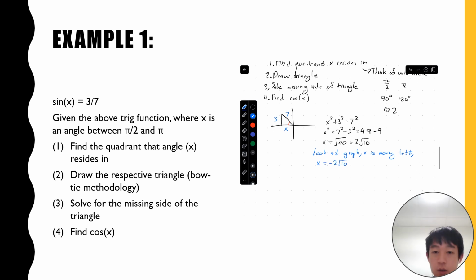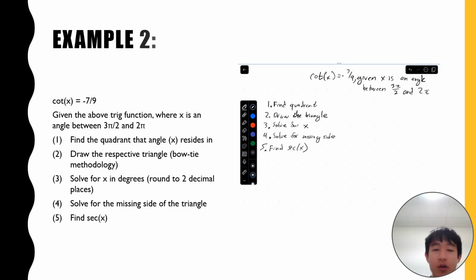And now, finally, we want to solve for cosine of x. Now, we know that cosine of x is equal to the adjacent over the hypotenuse side, which in this case, we already have the triangle all drawn out. So in this case, our adjacent side is negative 2 root 10, and our hypotenuse is, of course, 7. So once we put these two together, we don't need to solve for anything else. This is already simplified, and that is our answer for cosine, -2 root 10 over 7.